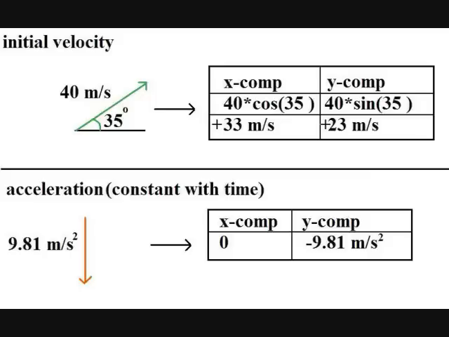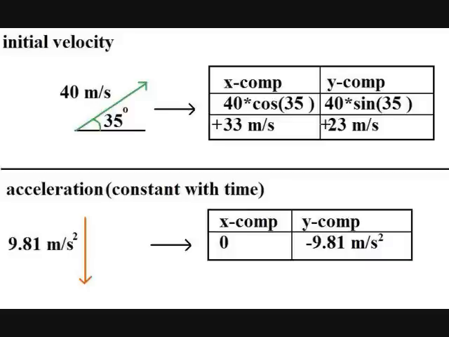Remember that any vector can be broken into components. We will convert the initial velocity and acceleration of this problem into their respective component forms. Recall that the y component of a vector is the magnitude times the sine of the angle above the horizontal, and the x component of a vector is the magnitude times the cosine of the angle. So the x component of the initial velocity is 33 meters per second, and the y component is 23 meters per second. The acceleration is completely in the negative y direction, so its x component is 0 meters per second squared, while the y component is the entire magnitude, negative 9.81 meters per second squared.